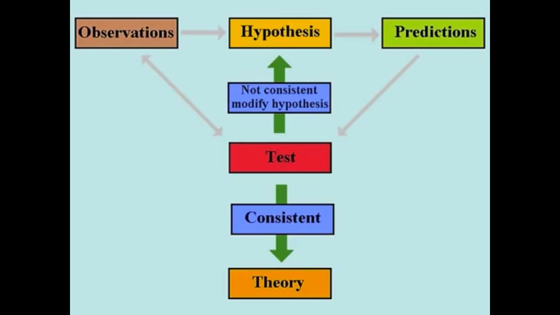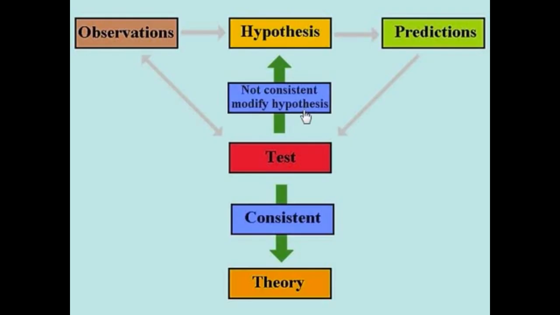This is a flowchart of the scientific method. It starts with observations. Those observations are used to derive a hypothesis about what is happening. That hypothesis is then used to make predictions about future observations. On the basis of these predictions, further observations are made to test the predictions of the hypothesis.